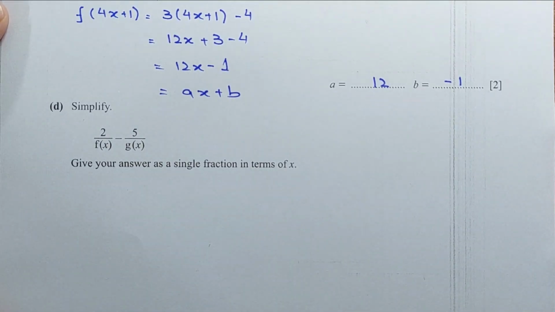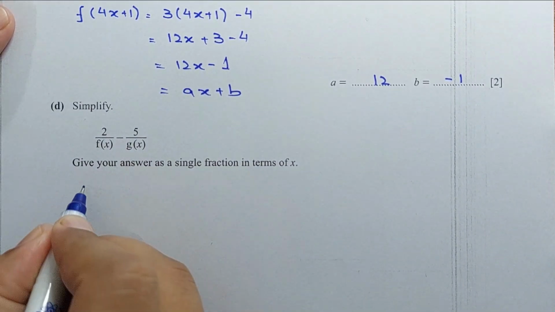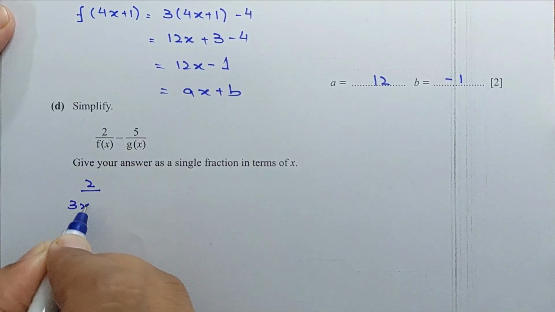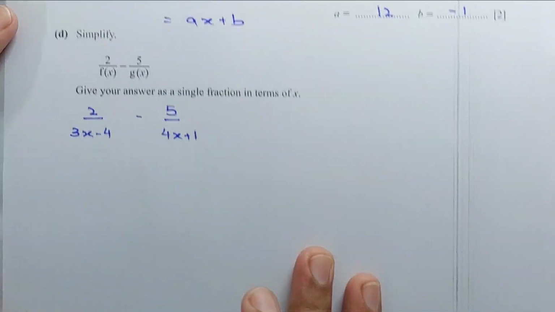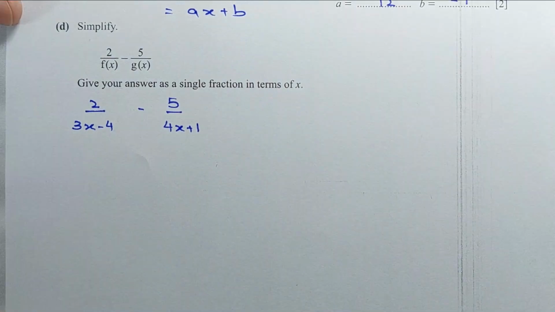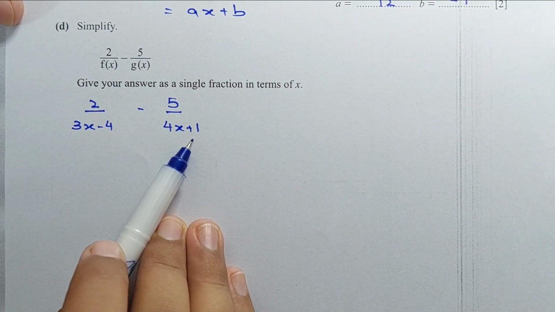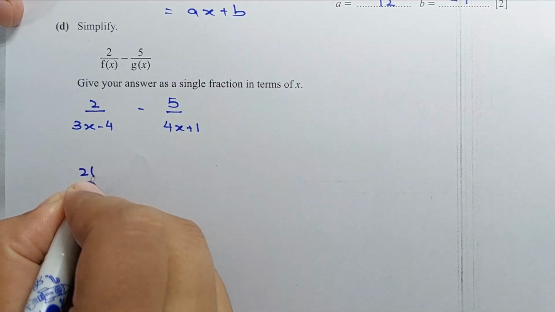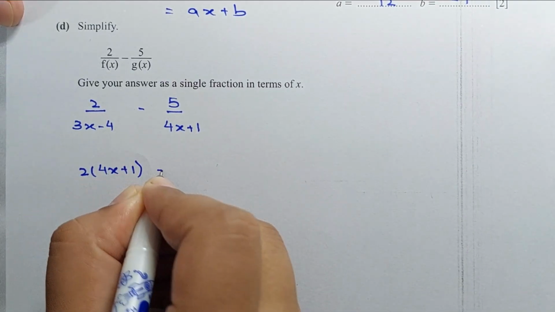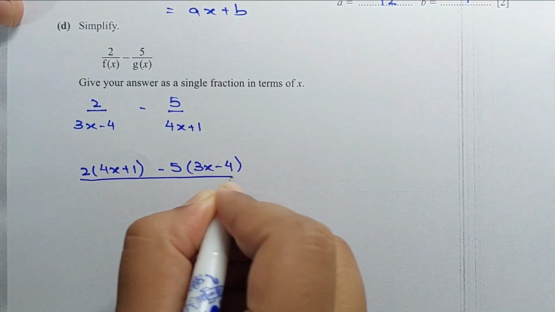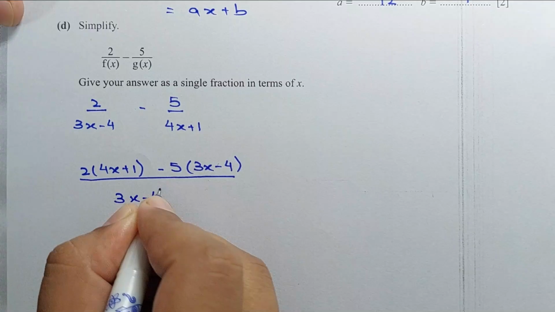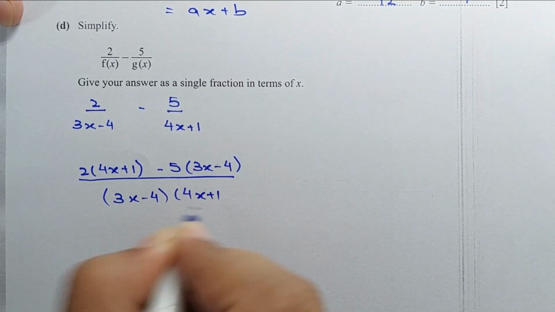Now for part D, we need to simplify. Give your answer as a single fraction in terms of x. So 2 over f of x, 3x minus 4, minus 5 over g of x, which is 4x plus 1. Just substitute these functions f of x and g of x. Alright, now the denominators are different, so cross multiplying. So 2 is with 4x plus 1 and minus 5 is with 3x minus 4. And the denominator stays the same, which is 3x minus 4 and 4x plus 1.